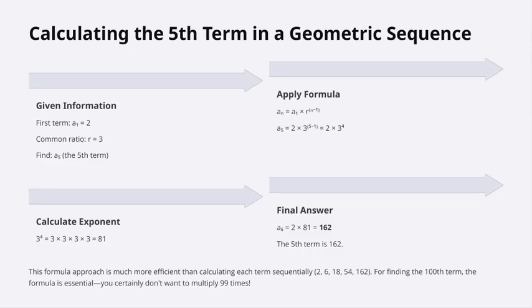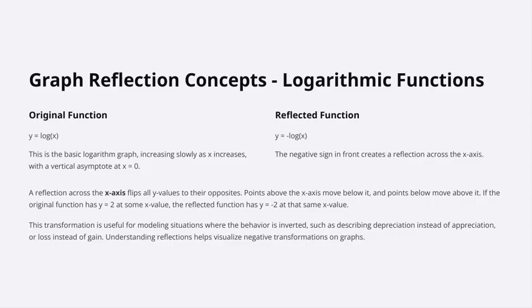Using this formula is much more efficient than calculating each term step by step, especially when dealing with larger terms like the 100th. You definitely wouldn't want to multiply 99 times. This approach saves time and reduces the chance of errors, making it essential for working with larger positions in the sequence. Let's take a closer look at the reflection concepts involving logarithmic functions.